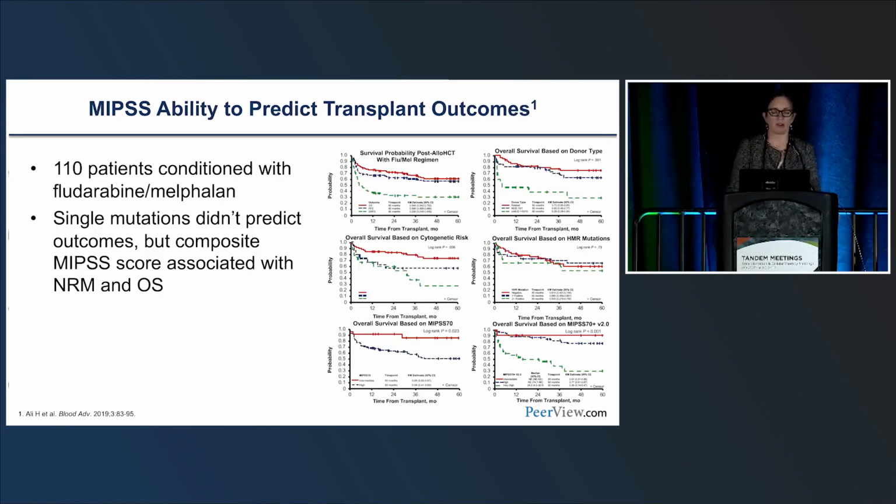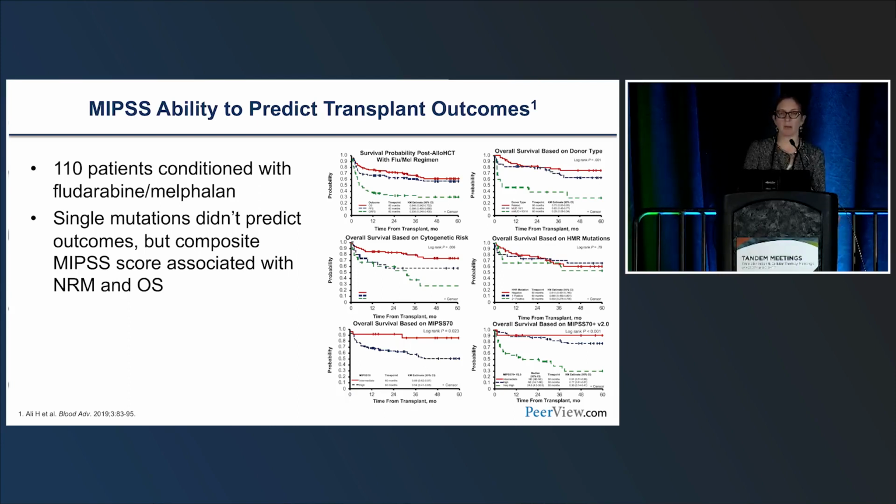So people also want to know, what about next generation sequencing? What about all these somatic mutations we look at? There was a published single center study looking at 110 patients who underwent transplant and were uniformly conditioned, with uniform graft versus host disease prophylaxis. They found that single mutations did not predict outcomes, but a composite MIPSS score was associated with non-relapse mortality and overall survival.